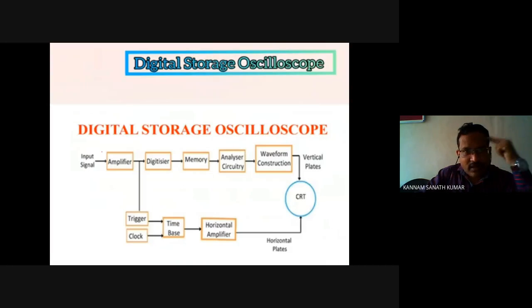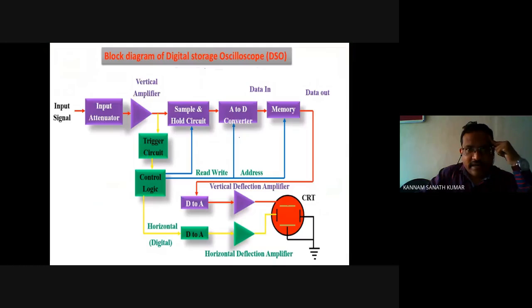So this is the basic block diagram. If you see the detailed basic block diagram, you have an input signal and an input attenuator and amplifier. For a normal CRO, you have an input attenuator and a preamplifier, no? The input attenuator will attenuate high frequency or high signals. What is the operation of the amplifier? It will amplify the given signal, and after that it is given to the sample and hold circuit.